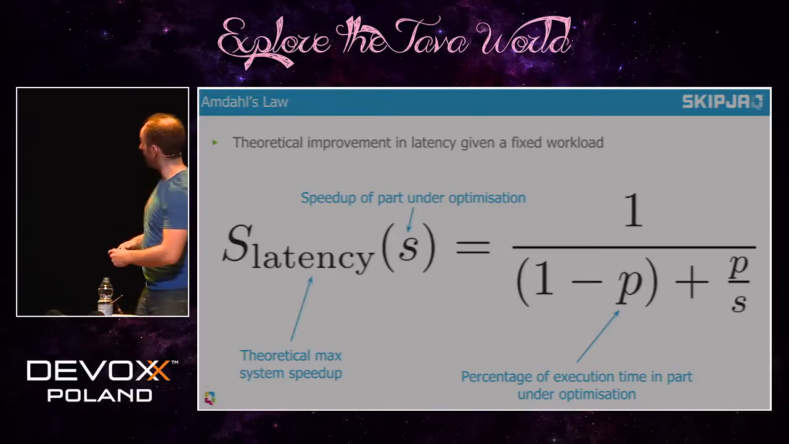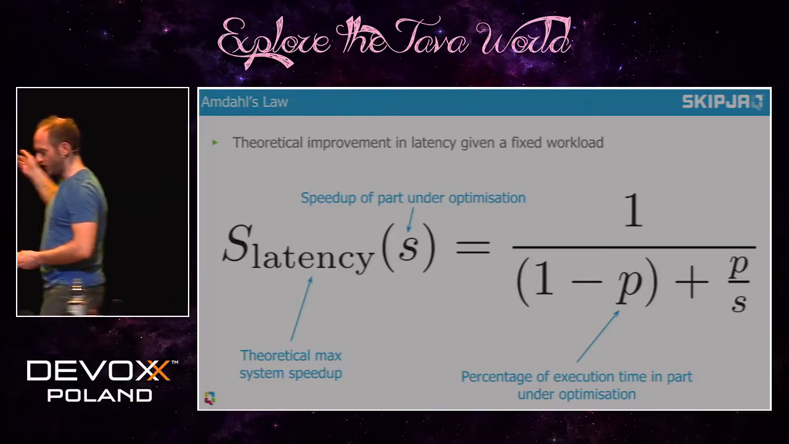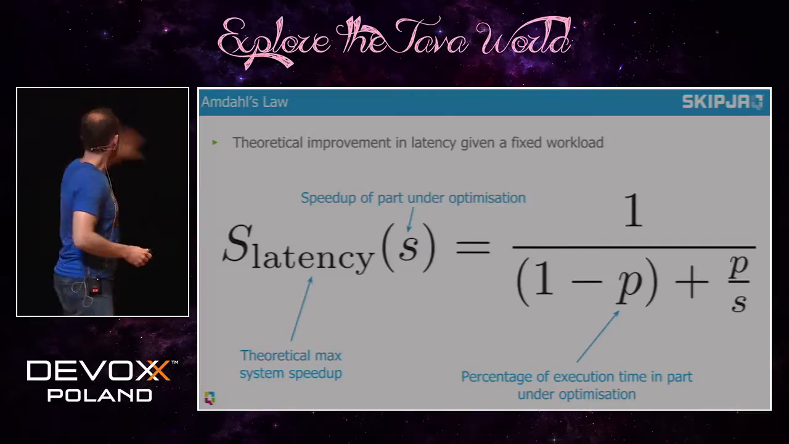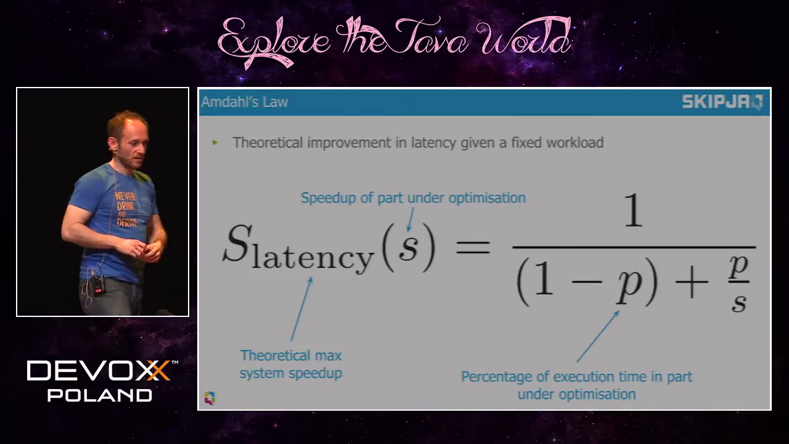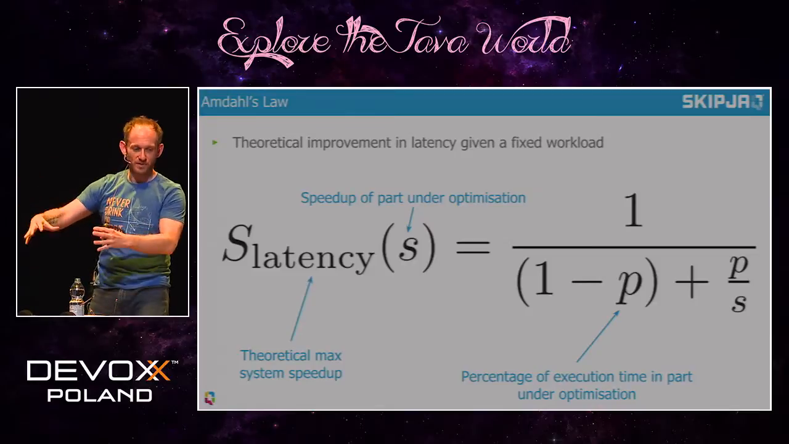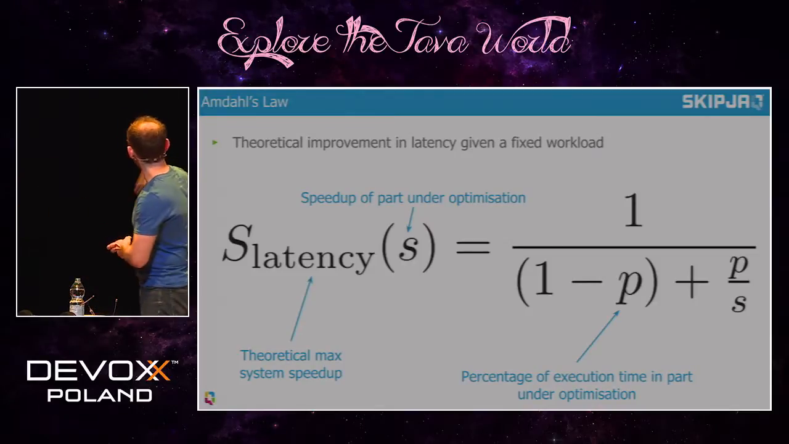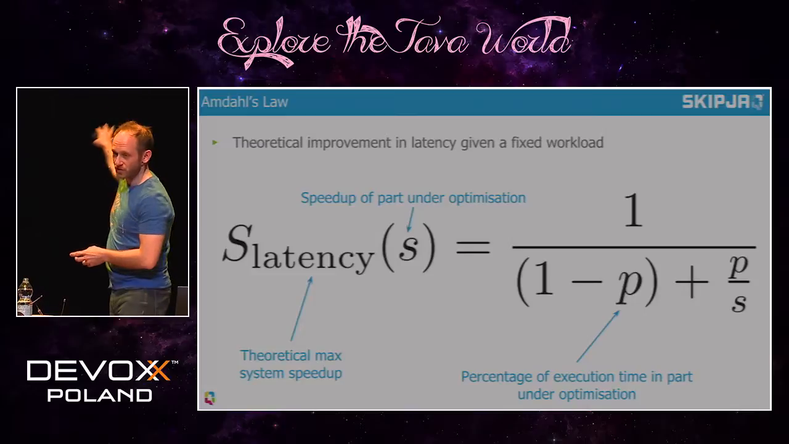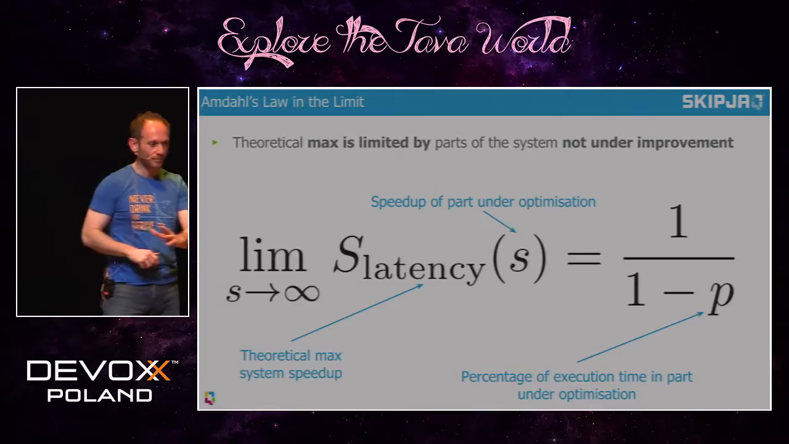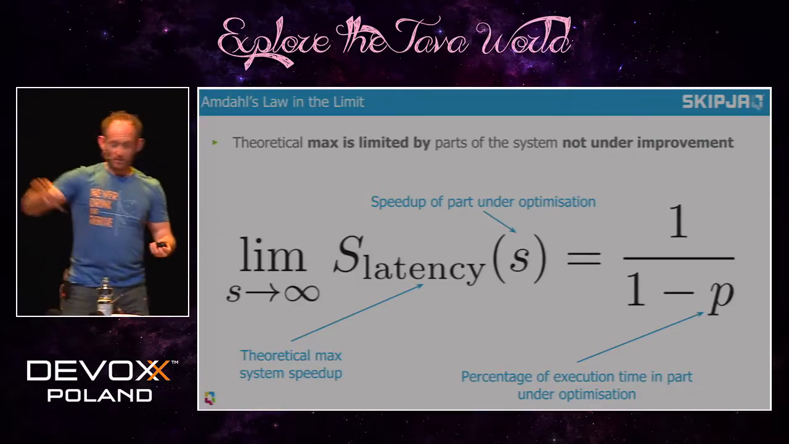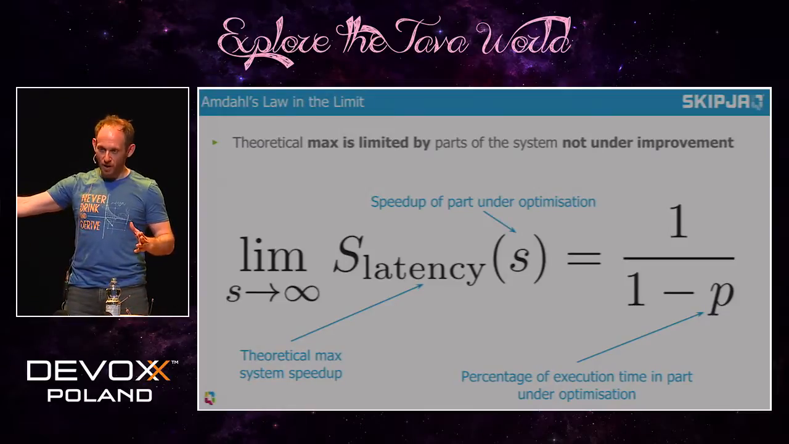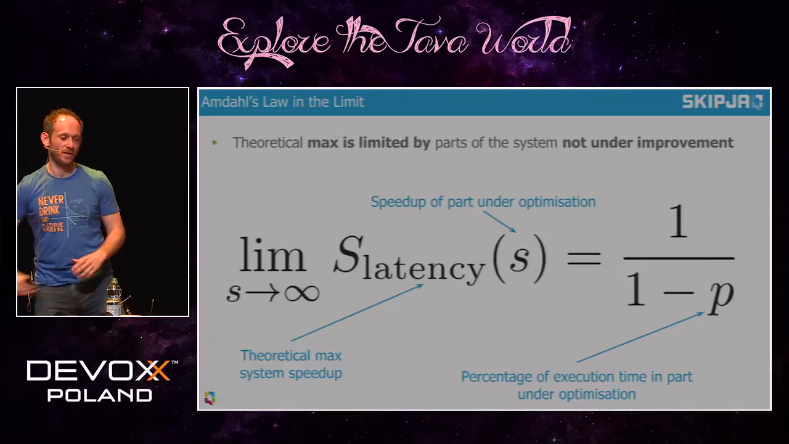This is Amdahl's law. It's not too complicated. It tells you the theoretical improvement in latency given a fixed workload. So the big S latency is the theoretical maximum speedup. Small s is the speedup of the part you're optimizing, and this is what it's equal to. And P is the percentage of execution time spent in the part under optimization. This is way more interesting if we take the limit. So we're figuring out what's the limit at max. If we were to get maximum speedup on the part we're optimizing, what's the maximum overall speedup?